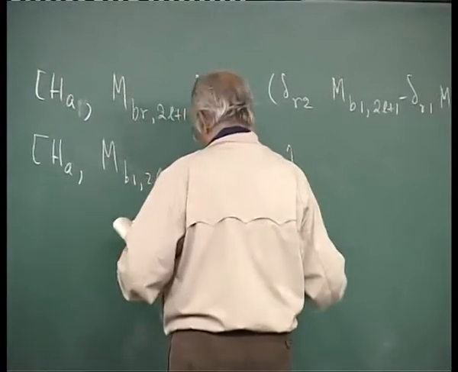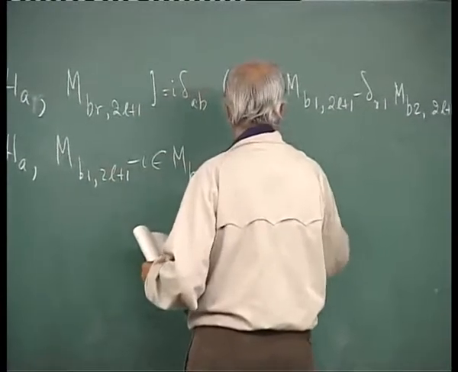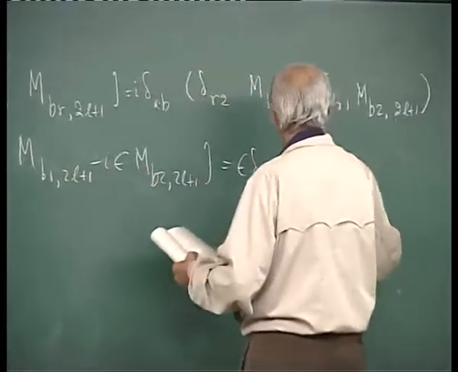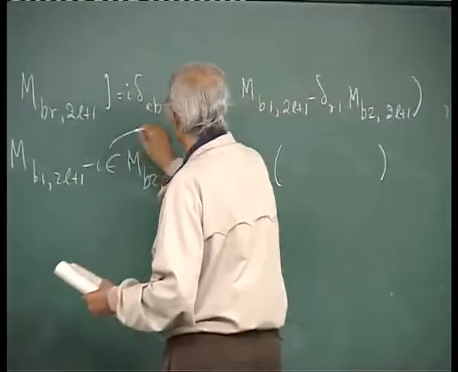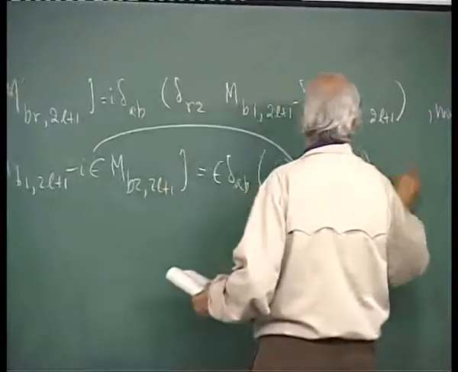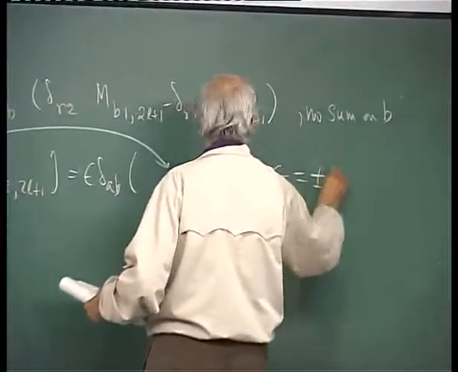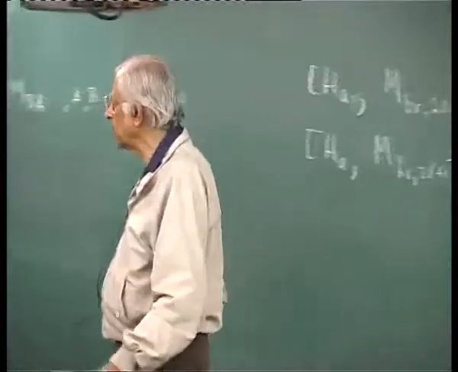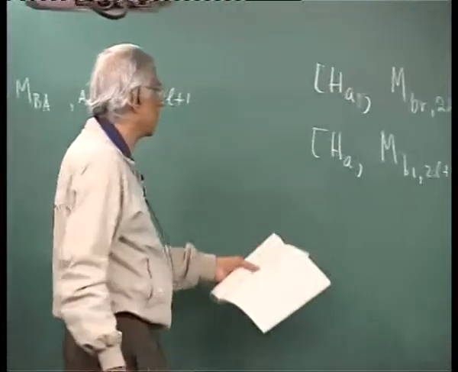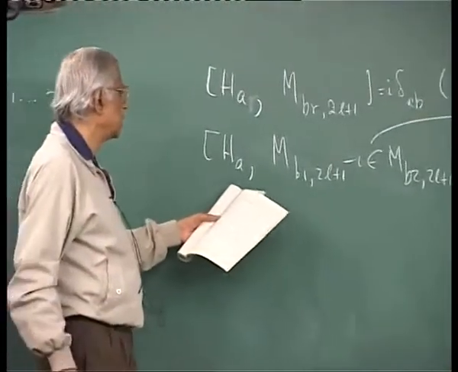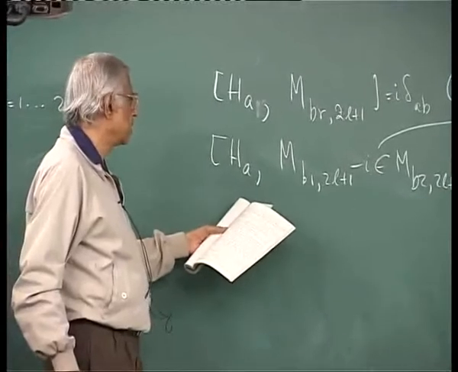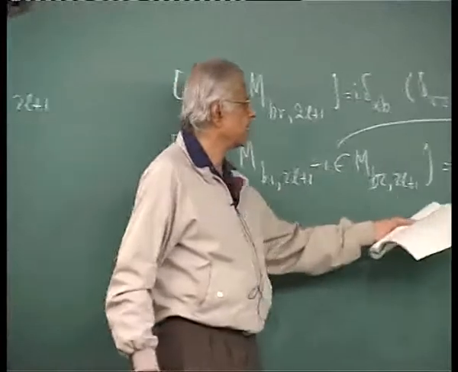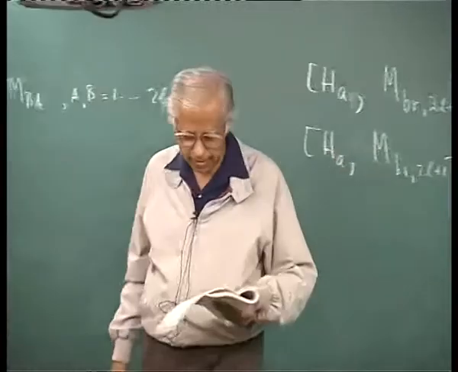If you make this complex linear combination, you get this. And of course, if you take H_C, one of the other Cartan generators, different from B, then you will get zero. That you can easily check.